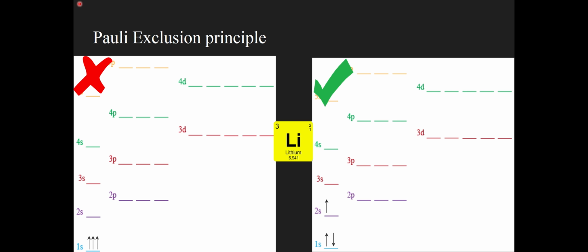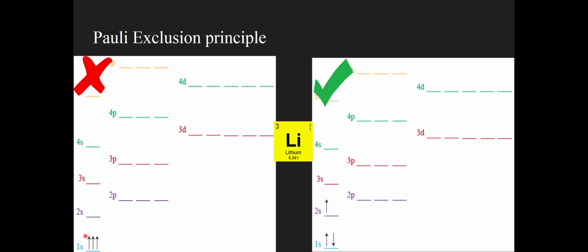The Pauli exclusion principle states that a maximum of 2 electrons can occupy an atomic orbital, and they can only do this if they have opposite spins. Therefore, the electron configuration on the left is incorrect, but the one on the right is correct. In fact, the one on the left is actually impossible. Keep in mind that the arrows represent the spin on an electron. This will be important later on.